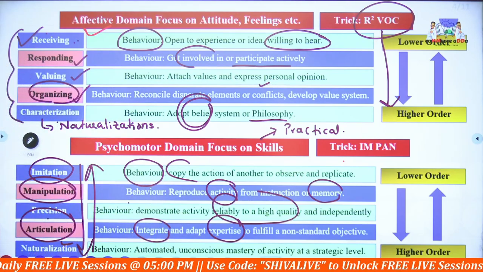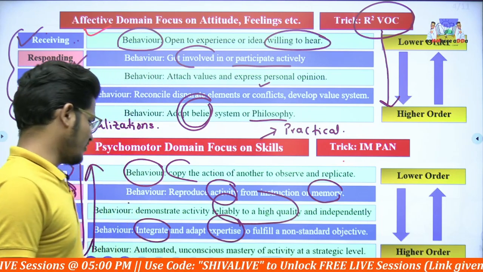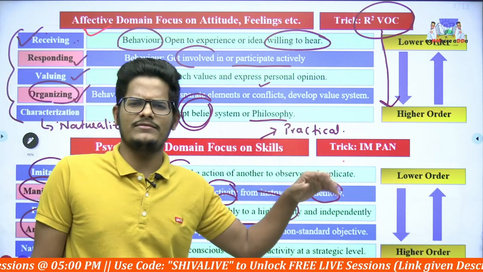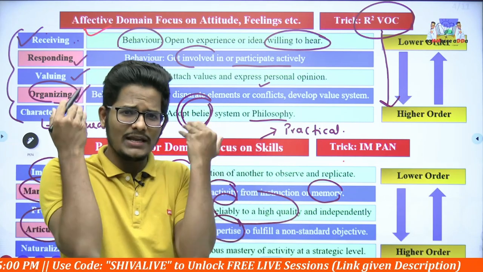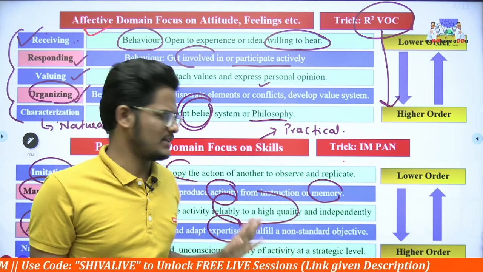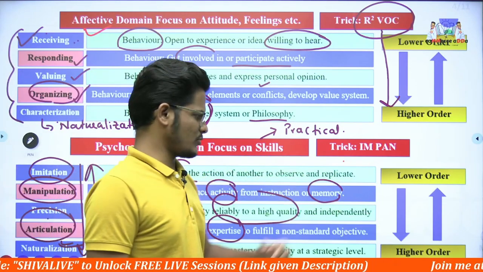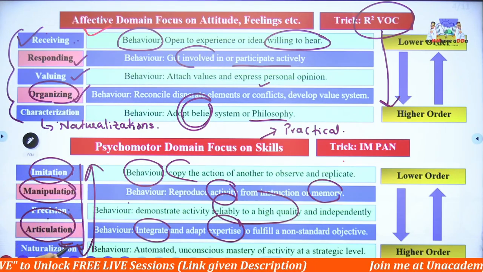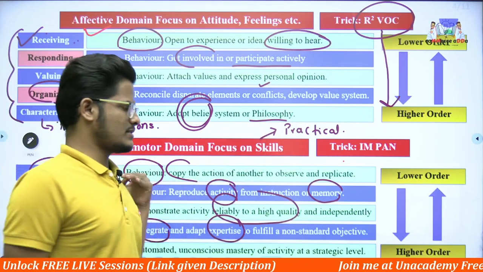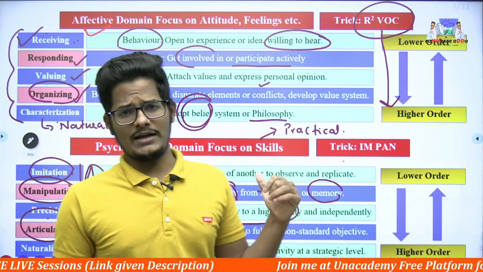And naturalization means now you are an expert, you are a legend now. Automated, unconscious, automatically you will drive the car, bike, whatever you learnt, because you became a naturalized person by learning that skill. That comes under naturalization. So lower order to higher order: imitation, manipulation, precision, articulation, naturalization. Lower is imitation, higher is naturalization. That's all about it. Please do type the same.